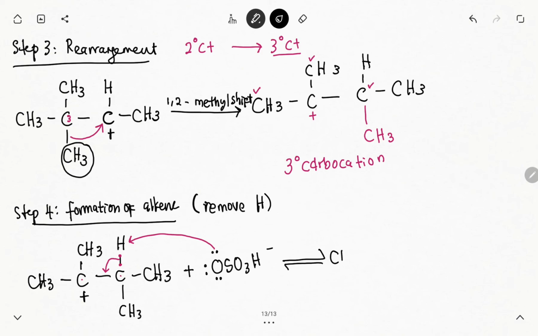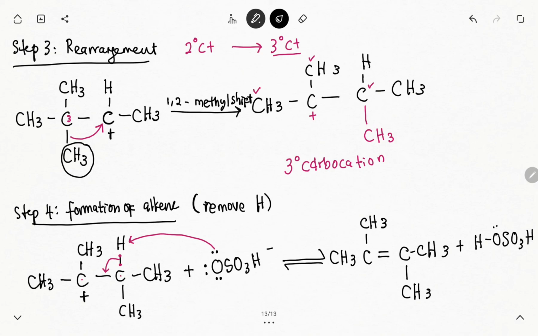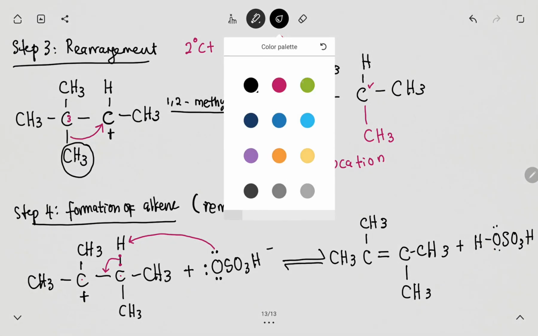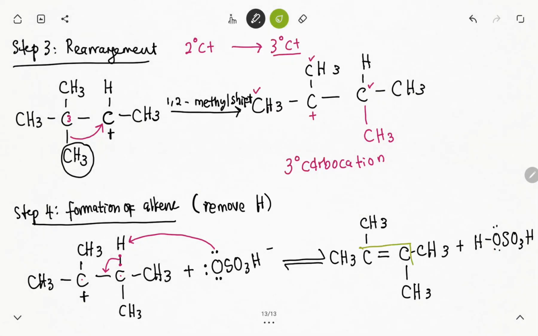So the product formed is CH3, C, CH3, double bond C, CH3, CH3, plus HOSO3H, which means the sulfuric acid forms again, and we can conclude the product formed is the most stable alkene, a carbon-carbon double bond attached to 1, 2, 3, 4 alkyl groups. So this is classified as the major product.